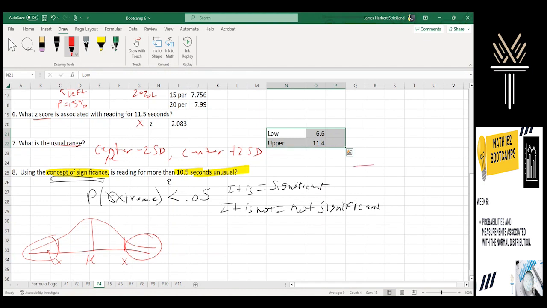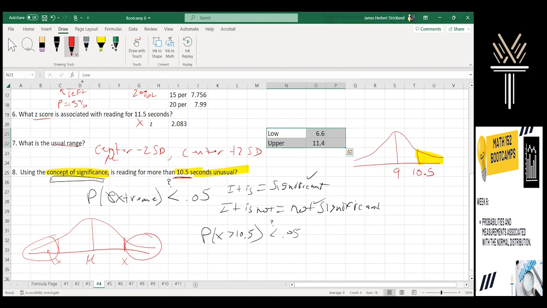In our case, our mean was 9, and we're being asked about 10.5. 10.5 is bigger than 9. Hope we all agree there. And so I want to find the probability of this tail. I'm essentially trying to find out, is the probability that x is greater than 10.5 less than 0.05? That's the question we're trying to answer. If it is, we would call it significant, which means you would call it unusual. If it's not, you would say it's not significant, aka not unusual.